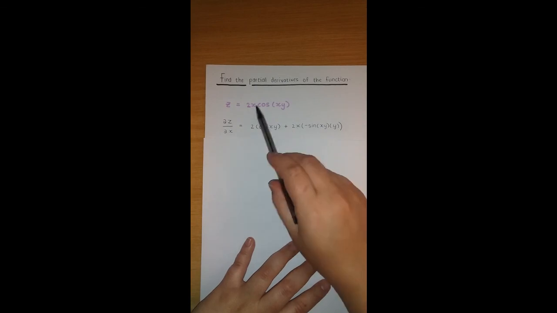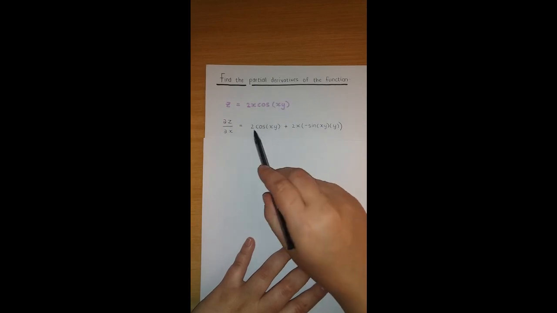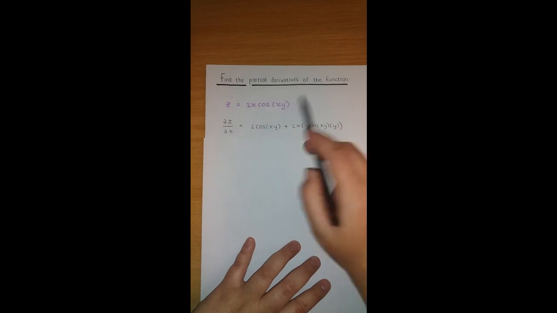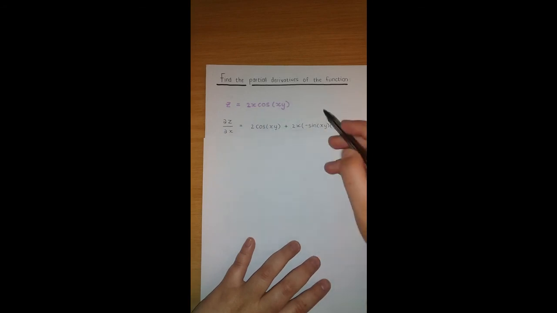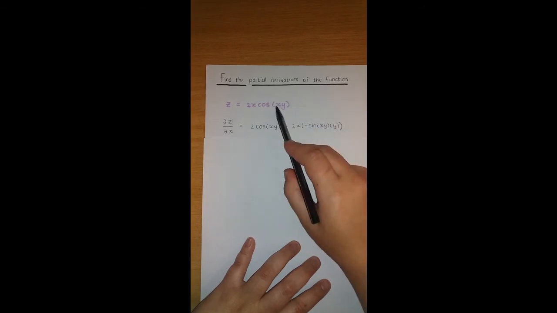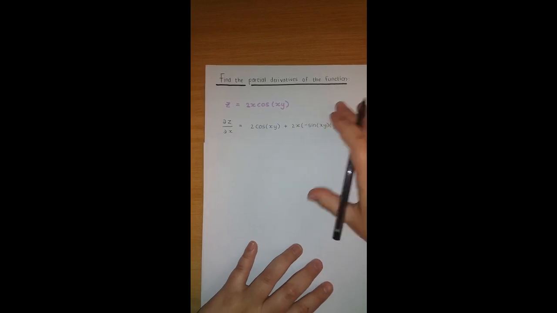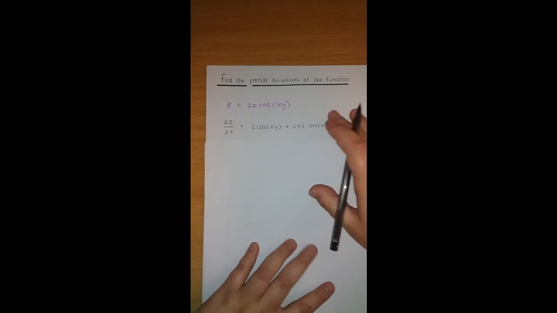So doing that, first deriving towards x, you have 2 cos xy, and then deriving the cos part, you have plus 2x times negative sine xy, and then taking the chain rule inside here, you would have a y. So that would be the partial derivative of z towards x.